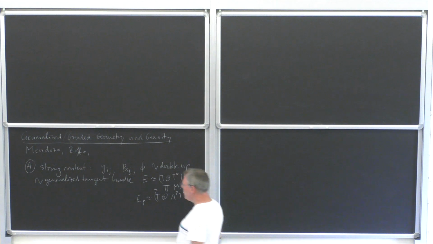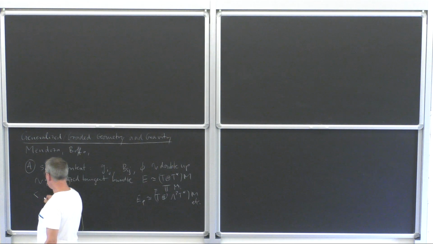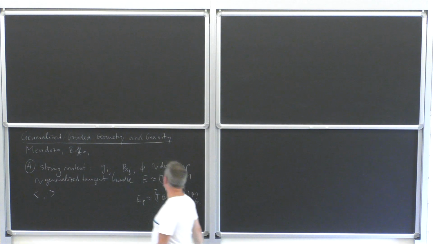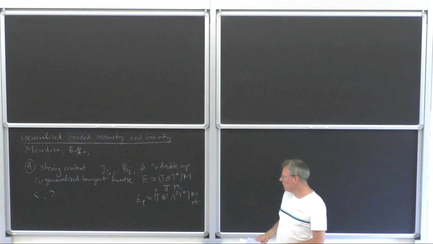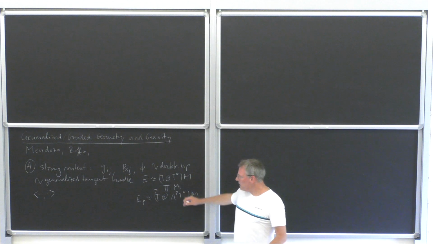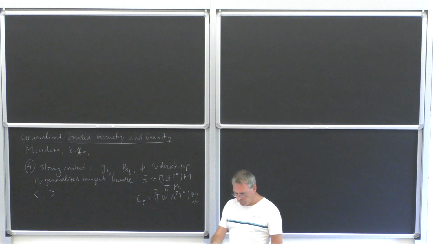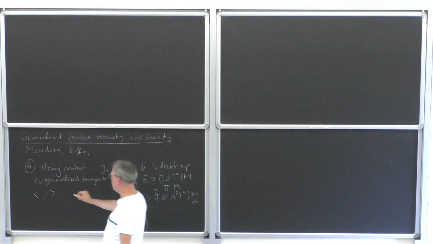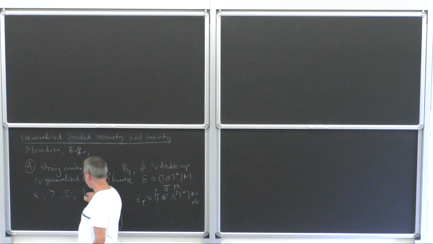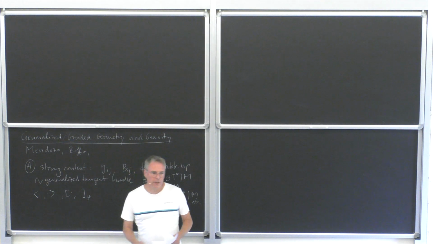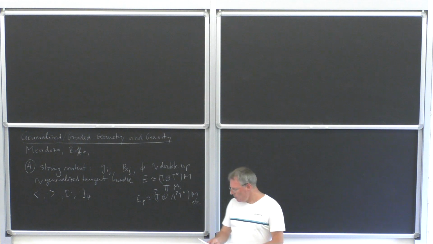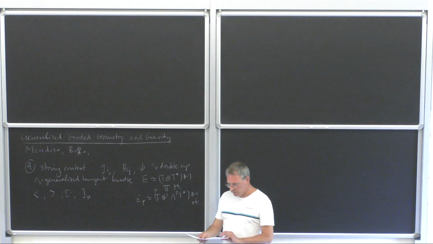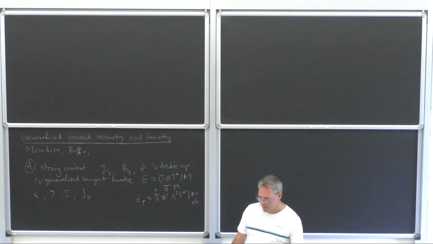We will have a pairing here always, which in this case goes to the numbers. In that case would go to forms. There's also going to be a bracket, the Dorfman bracket, which can be twisted by a P plus 2 form. We've seen that all in the previous talks.